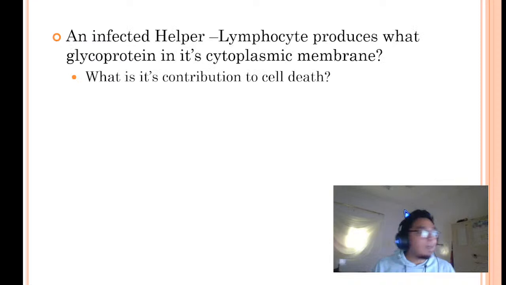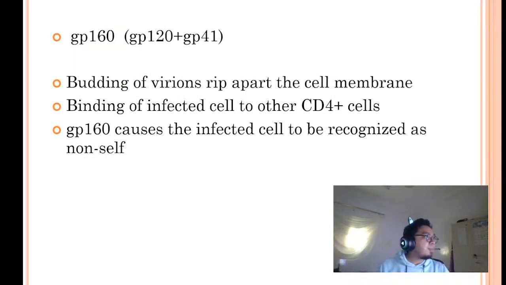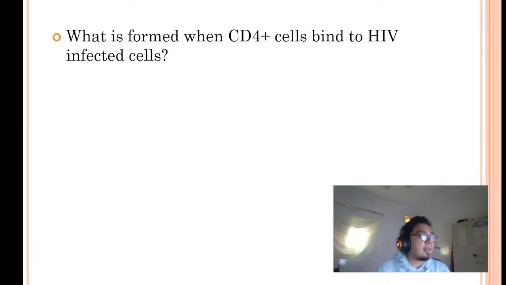All right. So an infected T helper cell produces what glycoproteins in its cytoplasmic membrane? It produces GP160, which is a combination of GP120 and GP41. Budding virions strip apart the cell membrane and bind the infected cell to CD4 cells. This causes the infected cell to be recognized as non-self, and then they will be phagocytized by macrophages. These virally infected phagocytized cells would then infect the macrophages and spread throughout the body. All right, that's how it happens.